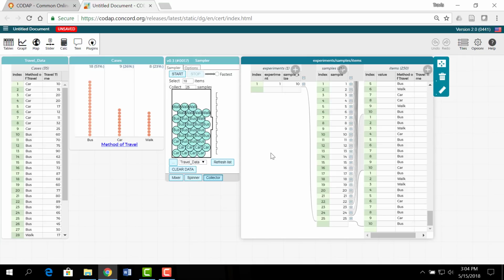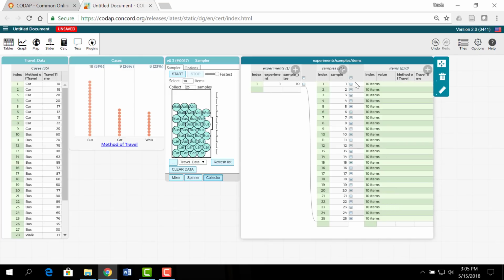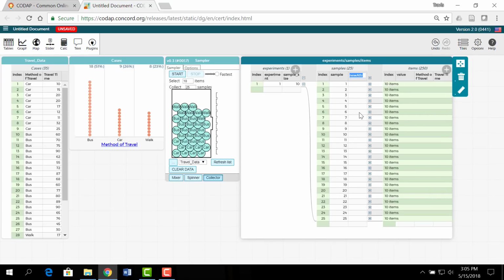What you're seeing in this table now is one single run of this experiment. Within this experiment we have 25 samples. Each of these samples represents 10 items, or 250 items total. What we're interested in is what proportion of each of these samples had people reporting riding the bus. To do that, we have to create a sample statistic within the sample. We're looking at a proportion, so we're just going to label this as the sample proportion.